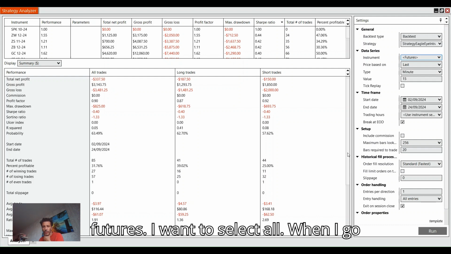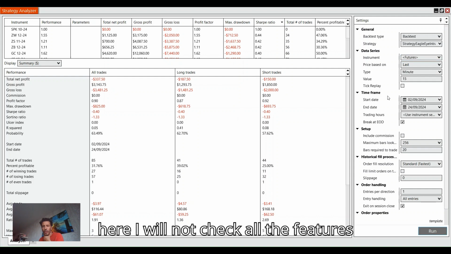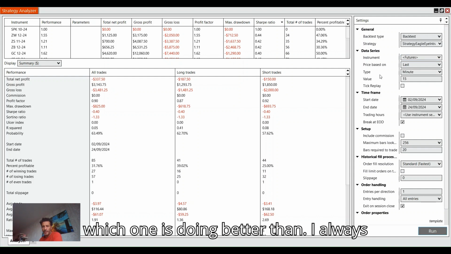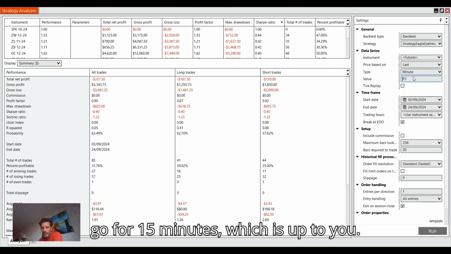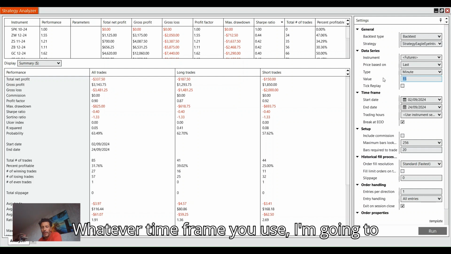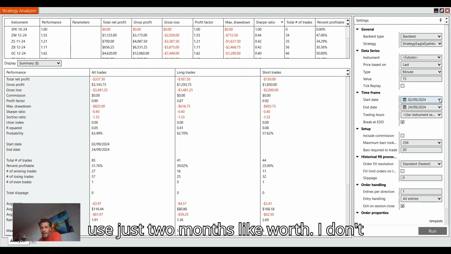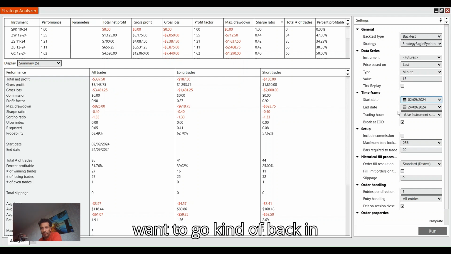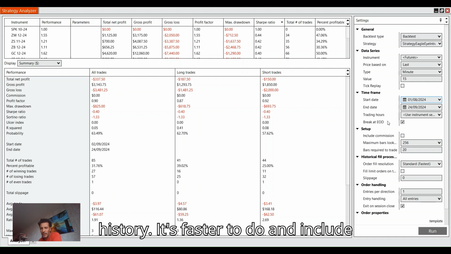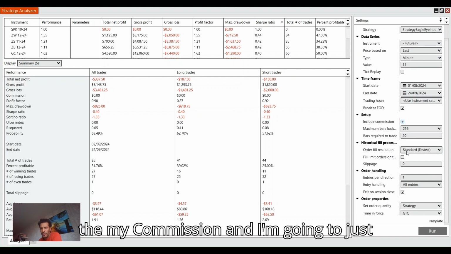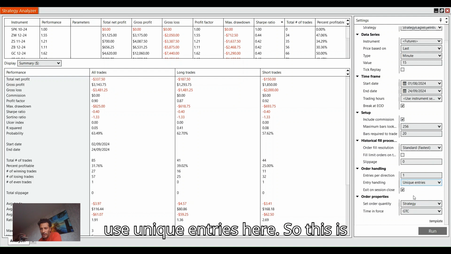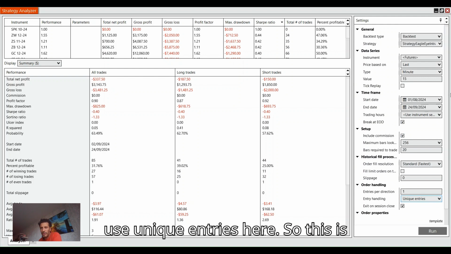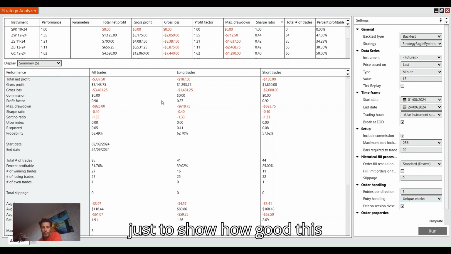I want to select all. When I go here, I want to check all the futures, which one is doing better than others. I always go for 15 minutes, which is up to you, whatever time frame you use. I'm going to use just 2 months, I don't want to go too far back in history. It's faster to do, and include my commission. And I'm going to just use unique entries here. So this is just to show how good this strategy is. Is it good, or can I use it or not?